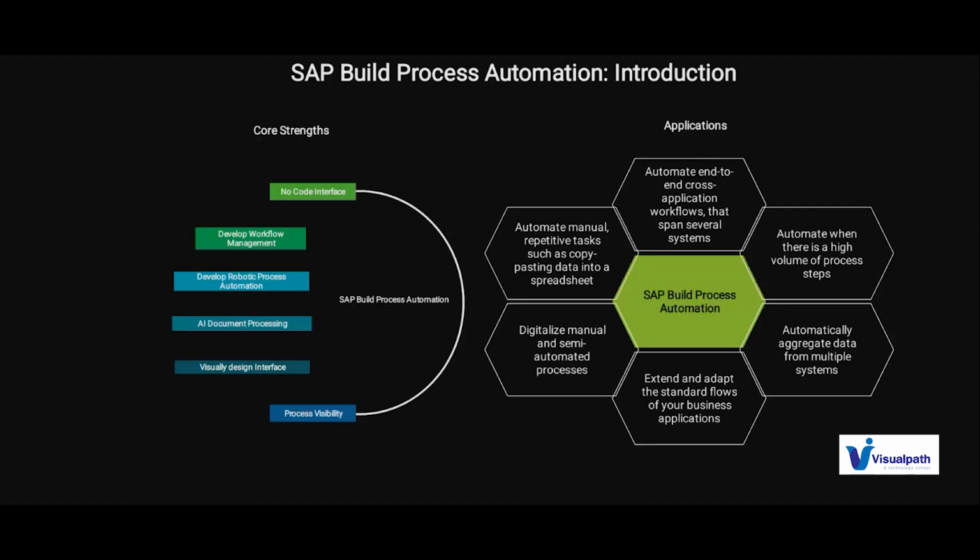Okay. Next, we have process visibility also. Process visibility is mainly for when we have developed all these automations or workflows. We have to monitor how many failures, successes, or on-hold processes there are, or even running processes, and that can be done in real time. So process monitoring is very much easier with Build Process Automation.